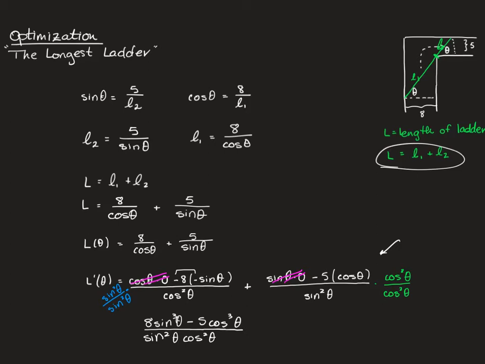Since I'm minimizing or maximizing, I want this derivative, L prime of theta, to equal 0, because it's when it's 0 that I can find the values of the variable where those maximum and minimum values occur. So now what I'm going to do is take this expression, 8 sine cubed minus 5 cosine cubed, all over sine squared cosine squared, and set it equal to 0 and solve it. In order to do that here, I'm going to need to erase the screen and give myself some more space.